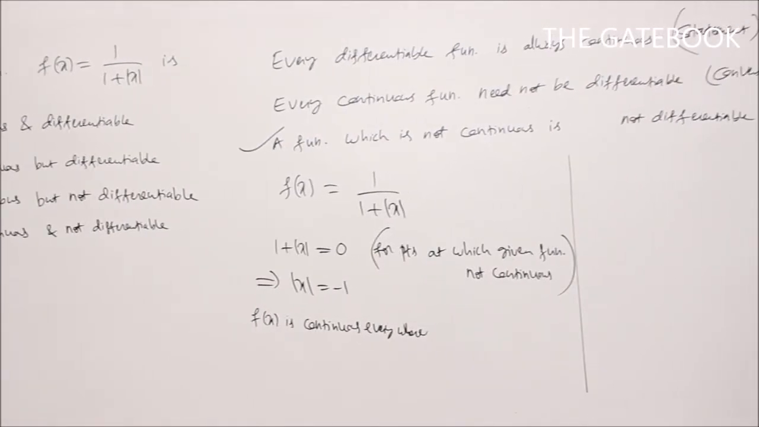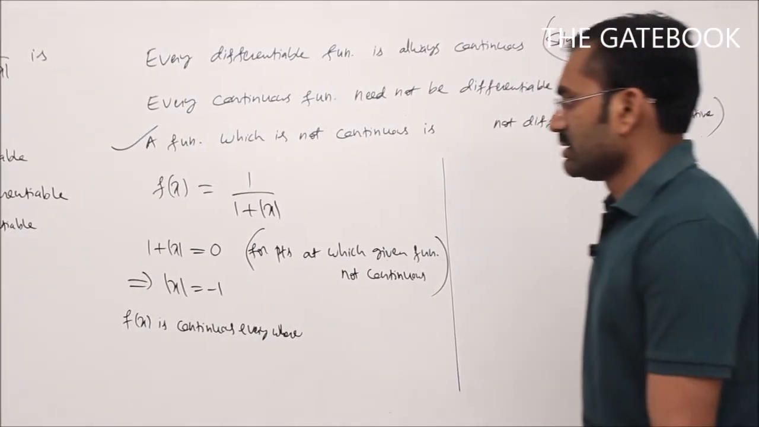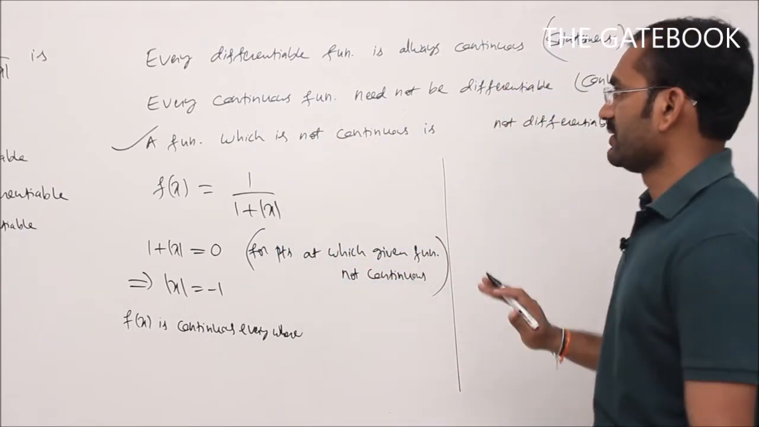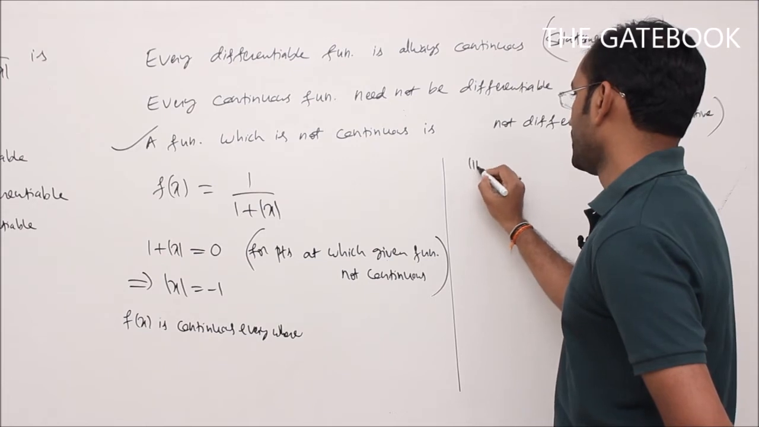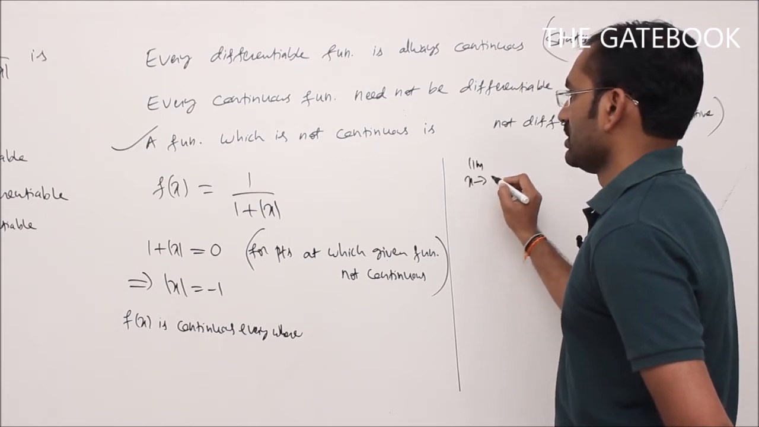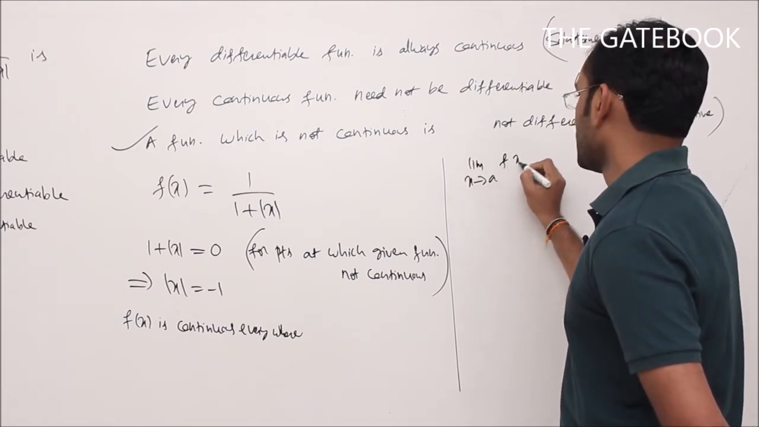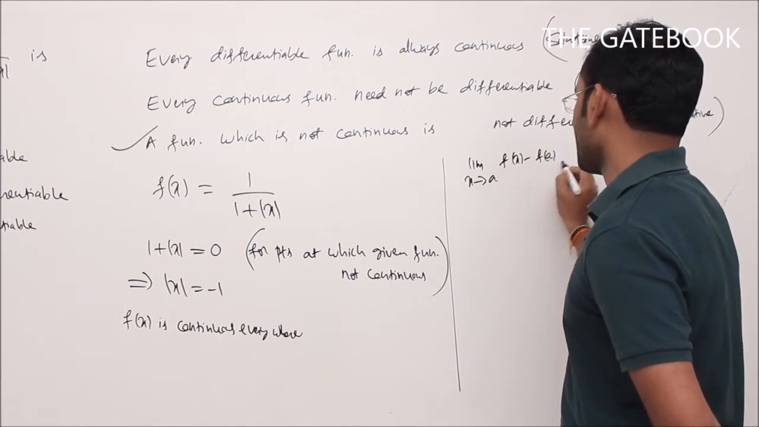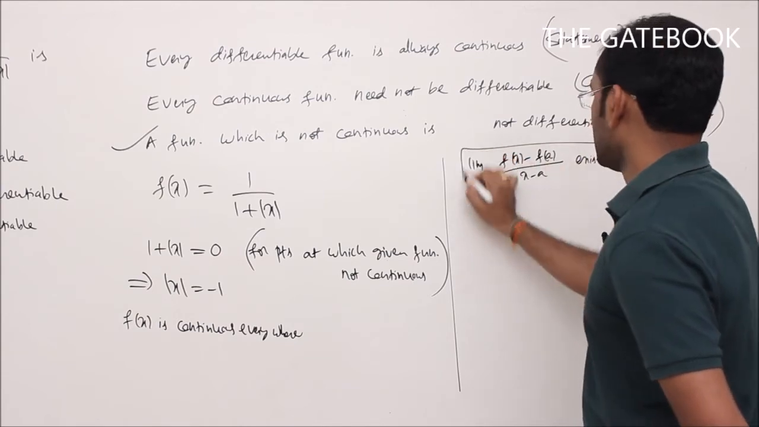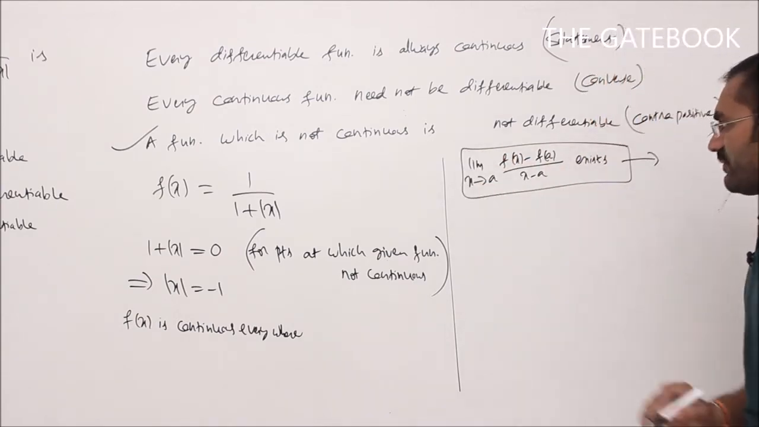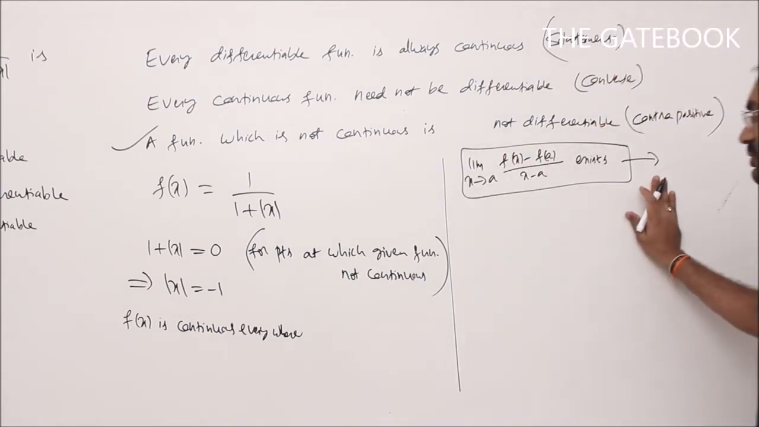Now, checking differentiability. How to check differentiability? Applying the definition: limit x tends to a of f of x minus f of a by x minus a. If this limit value exists, then I can say that the function f of x is differentiable at the point x is equal to a.